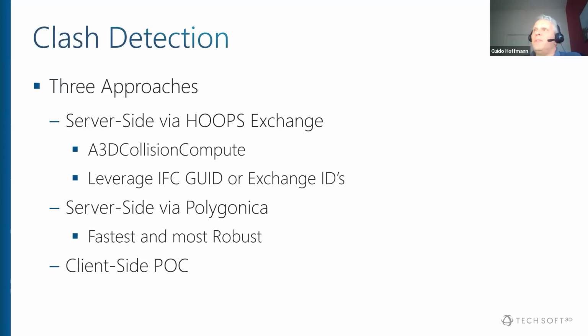Just to recap, there are basically 3 ways to do clash detection using HOOPS Communicator and leveraging the power of our technologies. 2 of them are doing this on the server, either leveraging HOOPS Exchange on the server, and we know at least 1 or 2 partners are going down that path. That means, of course, you have to have a PSC model with the model that is viewed on the client, and then you load it in. You're performing a clash detection using this function collision compute.